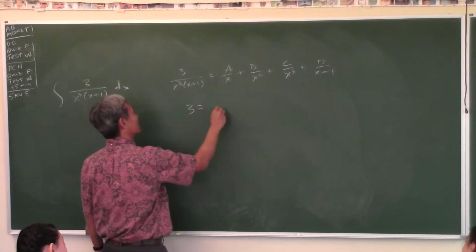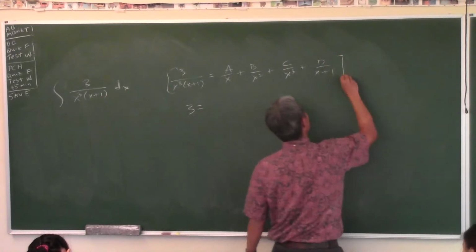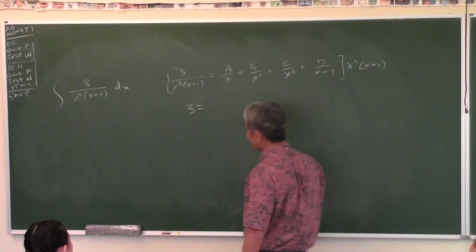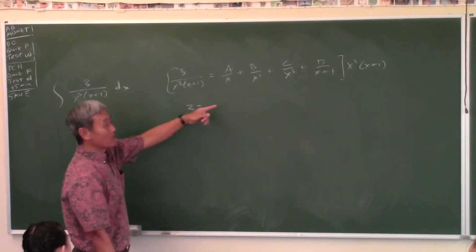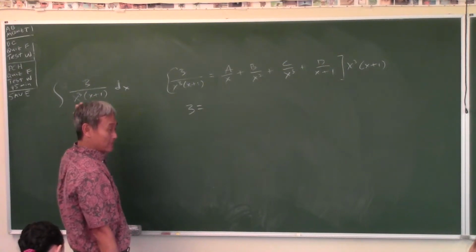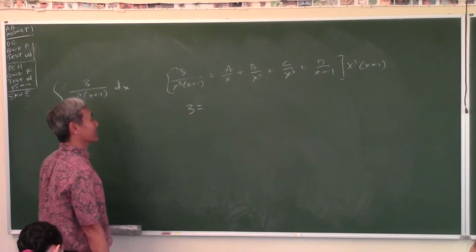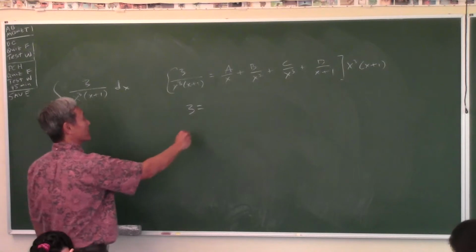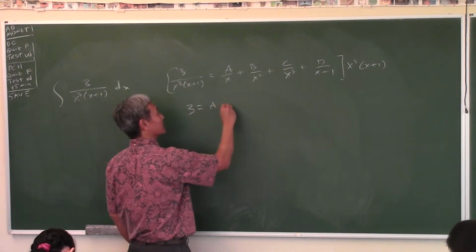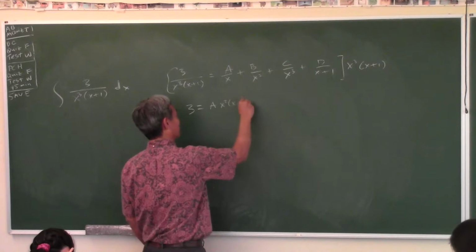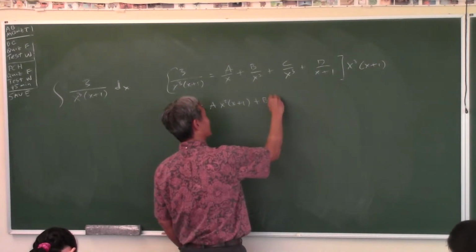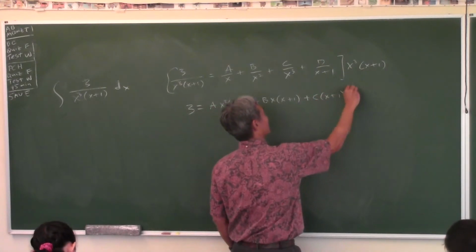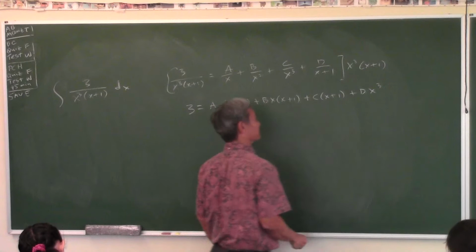So 3 equals, multiply both sides by the least common denominator. Some people came in for help this morning and they had trouble multiplying both sides by the least common denominator. So what do you get if you multiply both sides by x cubed times x plus 1? Then you're going to get a times x squared, plus b times x times x plus 1, plus c times x plus 1, plus d times x cubed, correct?